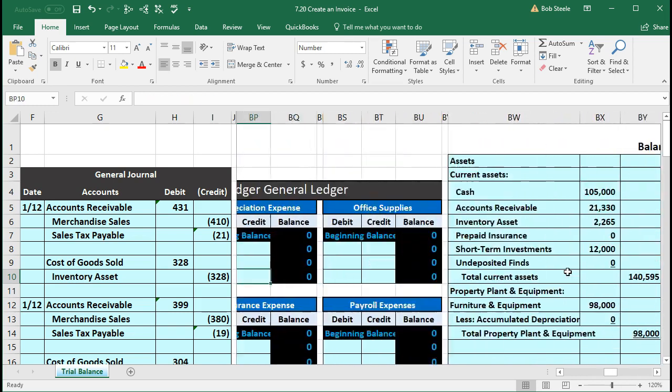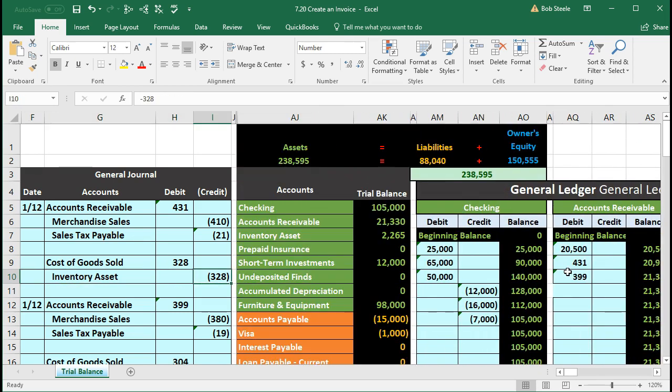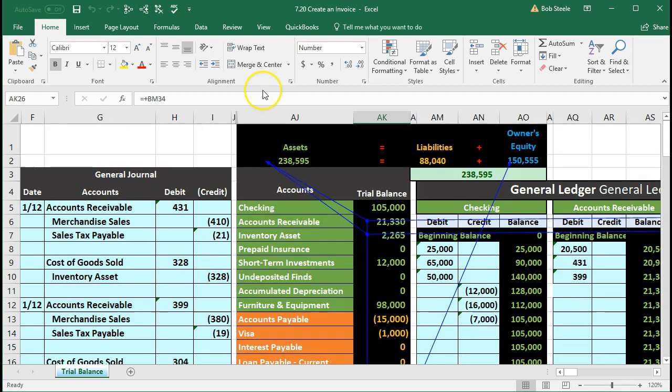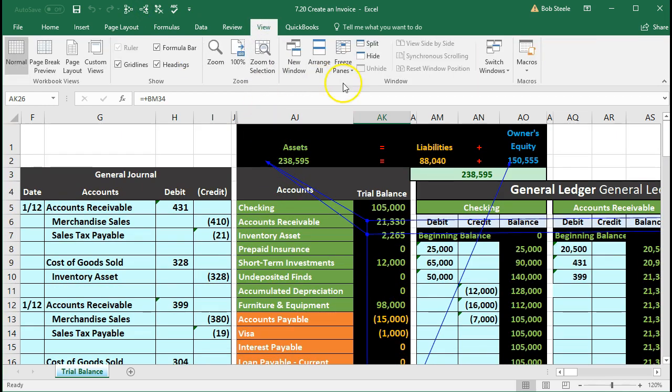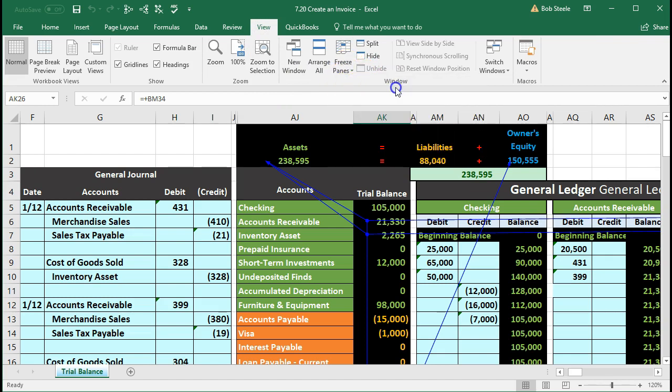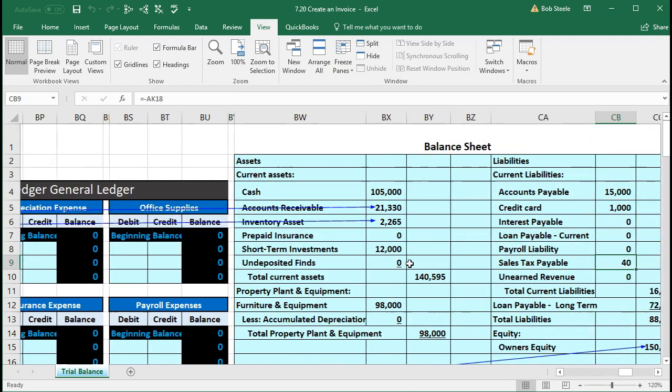Scrolling back over all the way to the left, we are back to our accounts here. We can see how the financial statements are then created. Looking at each of these amounts, we're going to look at the inventory. We just made some adjustments there. We made some adjustments to the accounts receivable, and we made some adjustments to cost of goods sold. We are going to go to the View tab, go to the Windows, and I'm going to unfreeze the panes. We're going to unfreeze the panes. And then we can scroll back over here, and we can see what is going on.